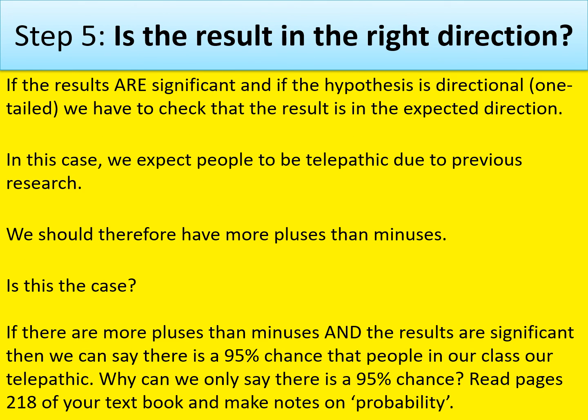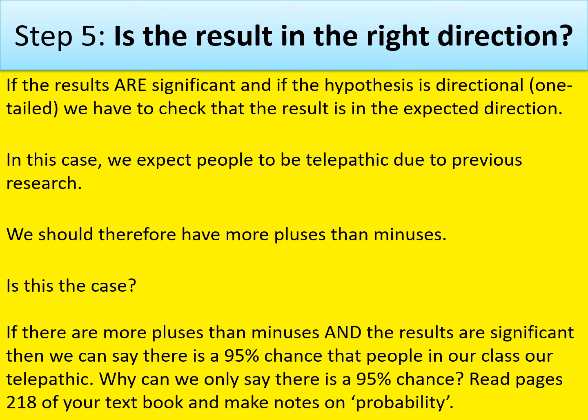So the very final thing, and I wouldn't worry about this too much, is whether the results are in the right direction. If the results are significant, which ours were, and if the hypothesis is directional, which it was, we have to check that the result is in the expected direction. In this case, we expect people to be telepathic due to previous research, so we should therefore have more pluses than minuses. And if you think back, we had 12 pluses, 3 minuses, and so that's fine. That means that people are telepathic.